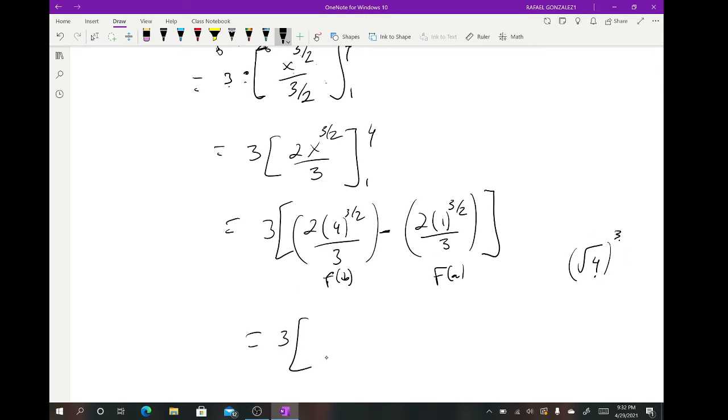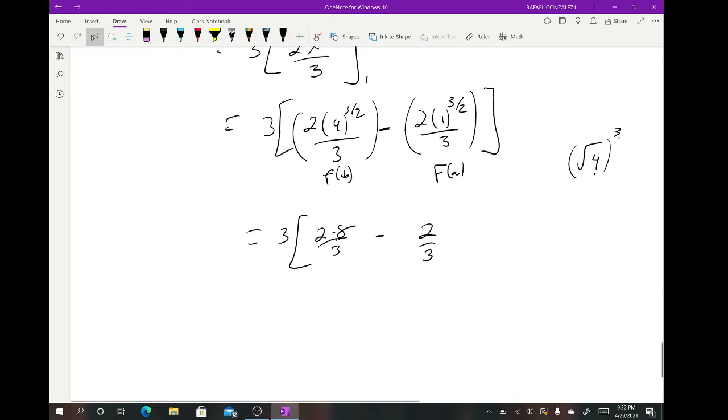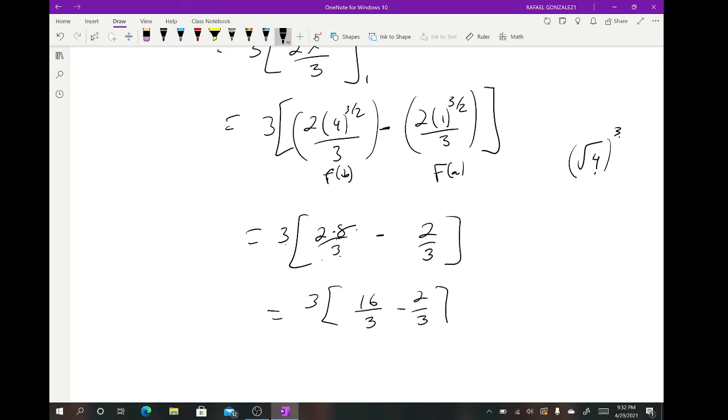So we have 3 to the 2 times 8 over 3 minus 2 over 3, because 1 is just 1 when you square it, and then when you find the cubic root you just get 1. Notice that I'm going to have a 3 in the denominator, so I could cancel the 3 out right away, but I'm not going to do it right away. So 2 times 8 is 16 over 3 minus 2 over 3.